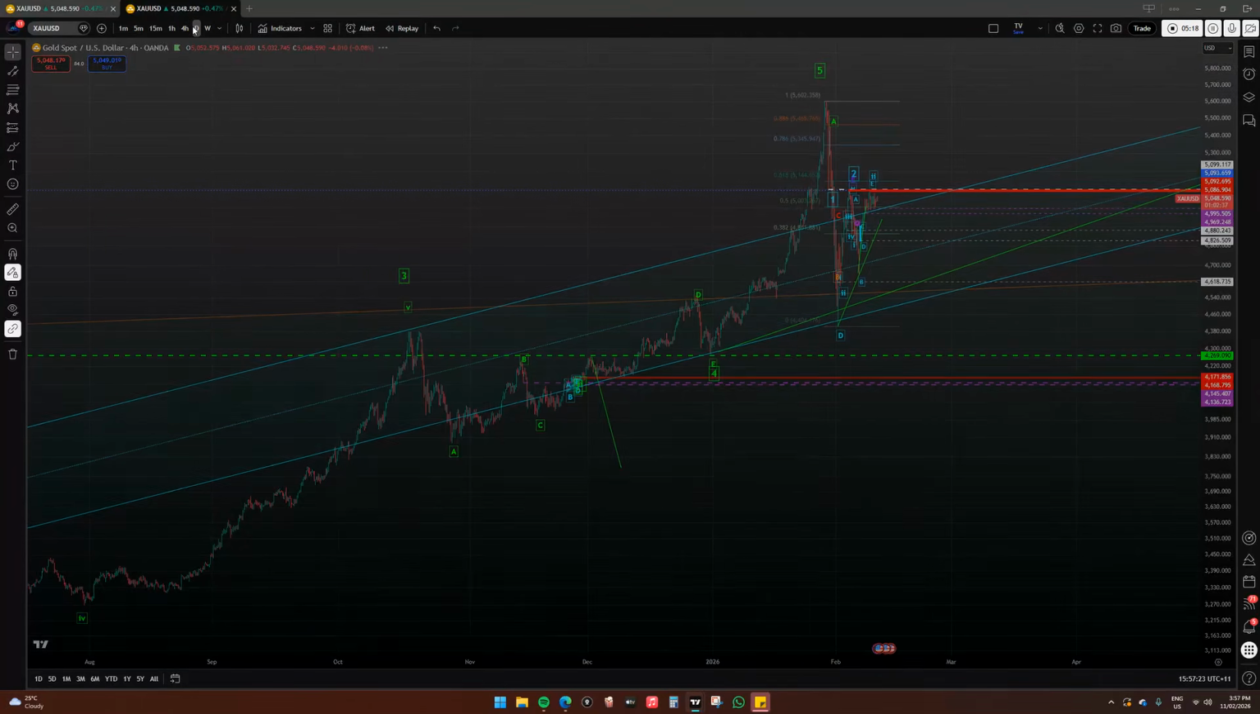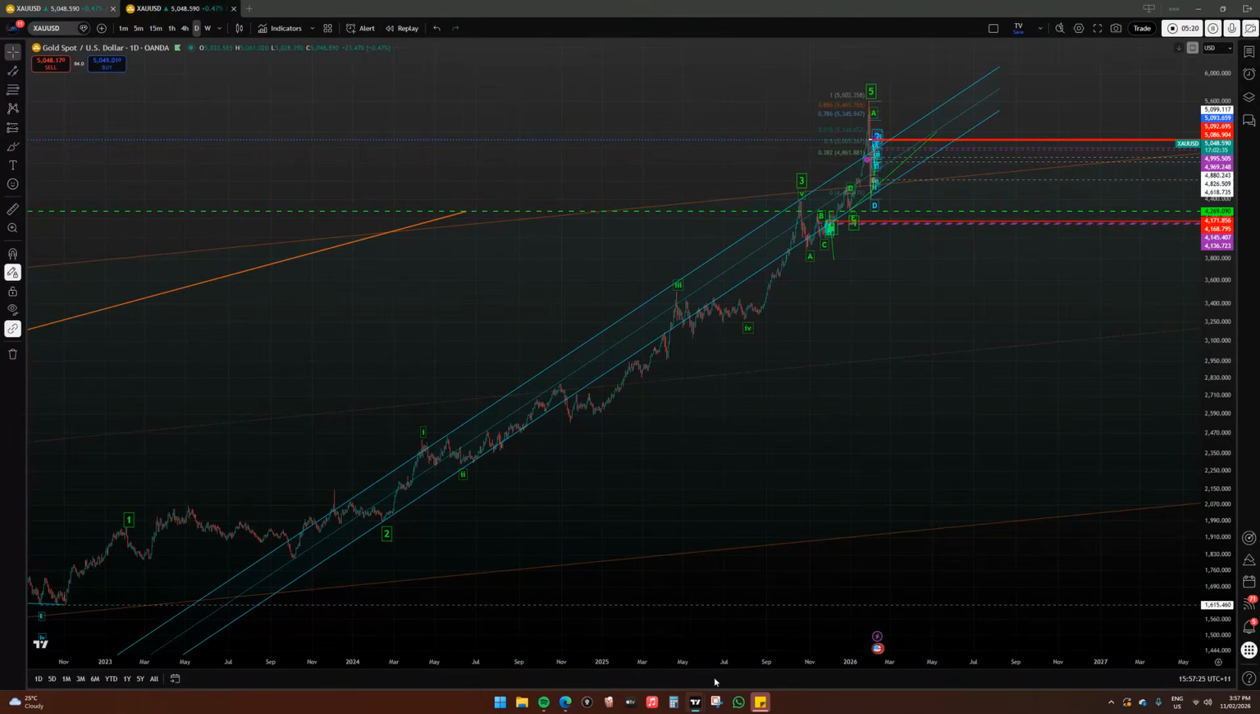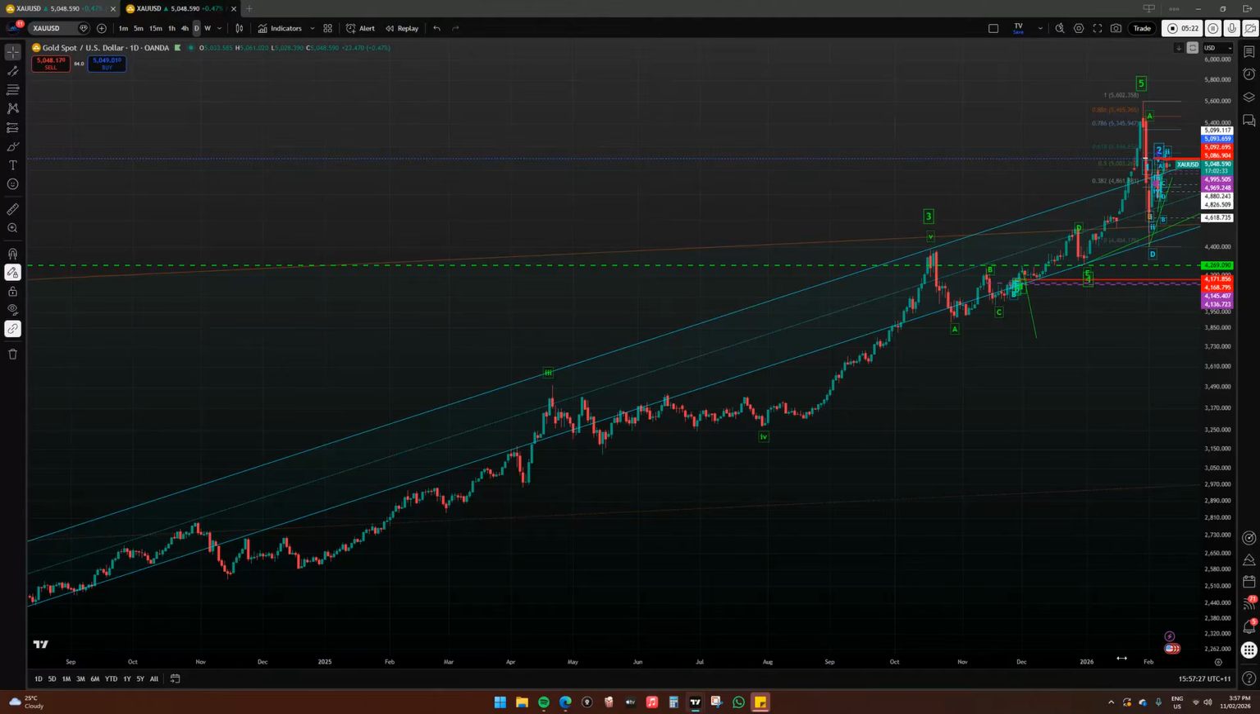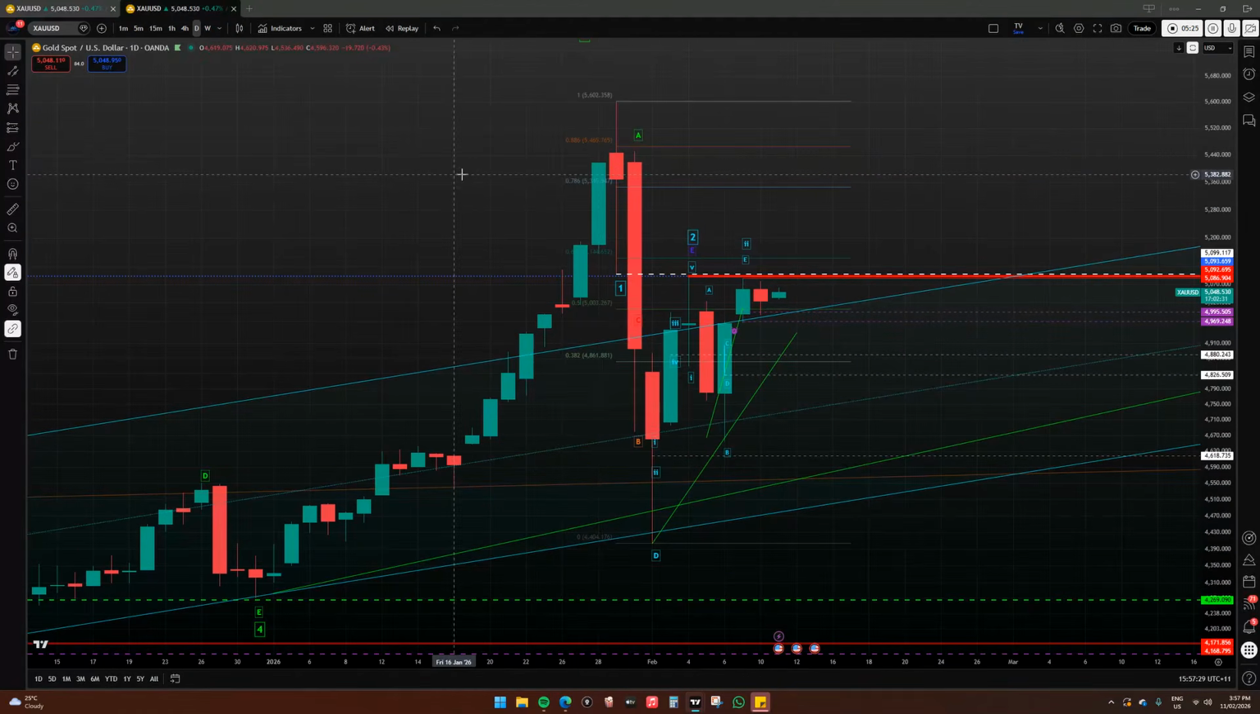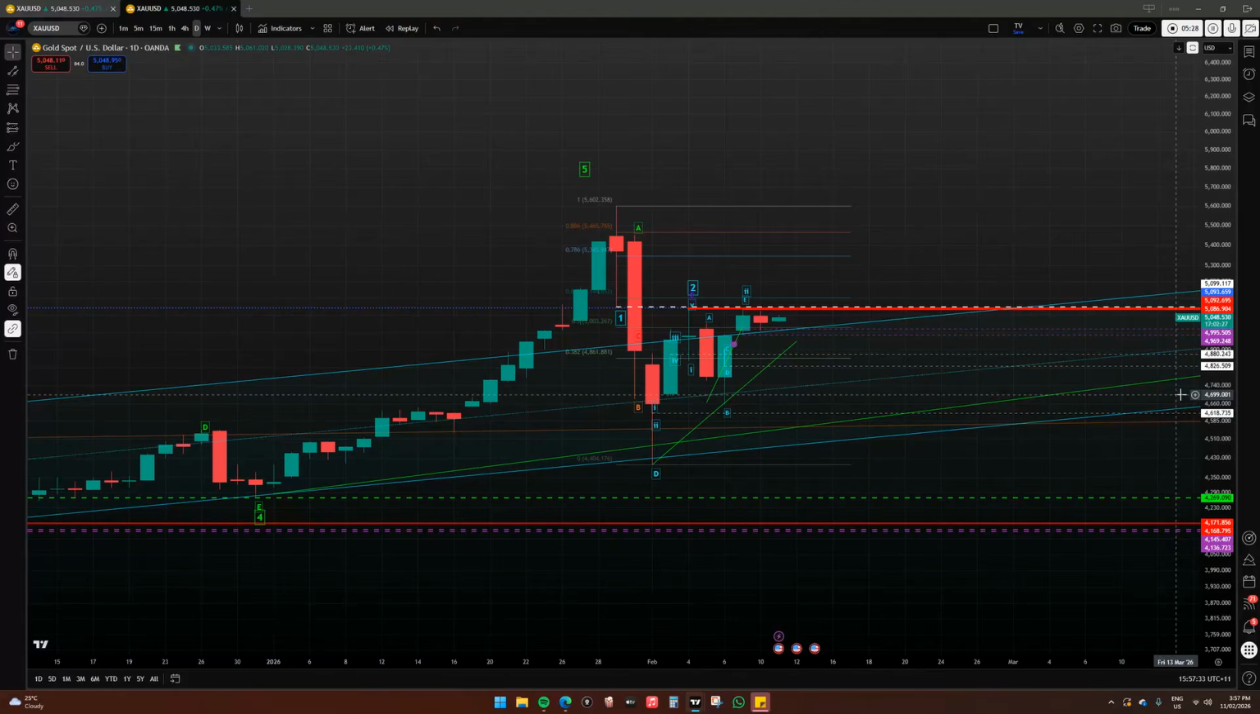Now, I just want to show you this before I continue. If you go to the daily chart, if you love candlestick patterns, this is an evening star reversal pattern. In my opinion, you could call it that. It's a very bearish reversal signal.